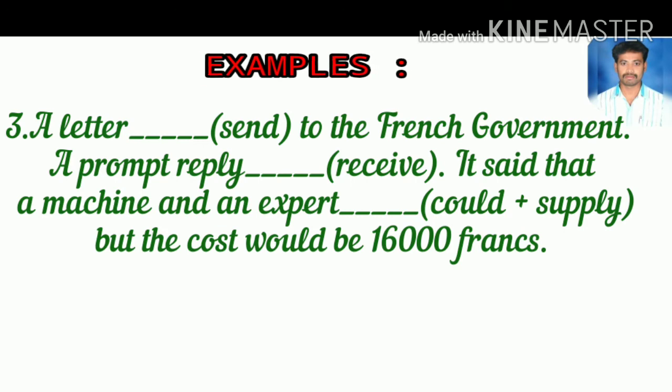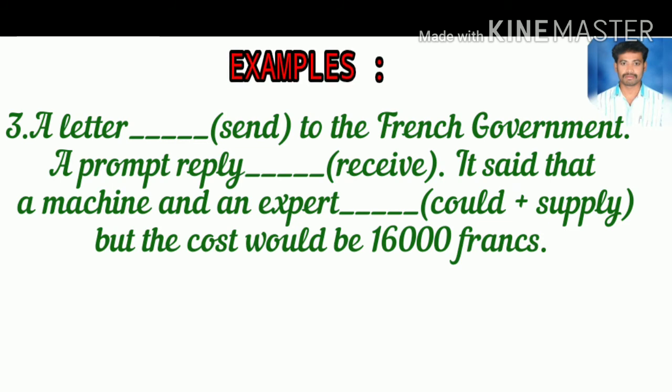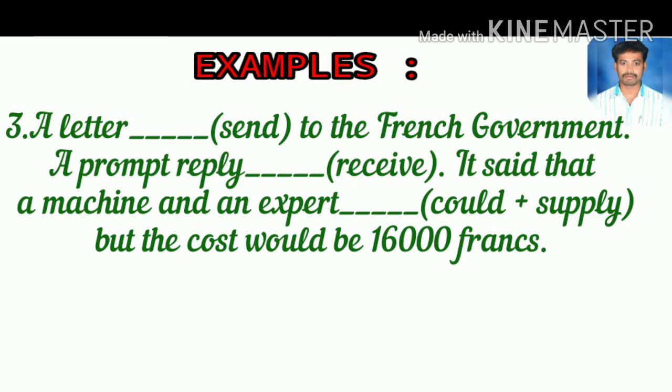A letter, in bracket send, to the French government. A prompt reply, in bracket receive. It said that a machine and an expert, could plus supply, but the cost would be 16,000 francs. So here also there is only one verb in the bracket, so that's why I want to use was. The subject is singular, was, and then sent, was sent. And then the second one, a prompt reply was, and then received, was received.